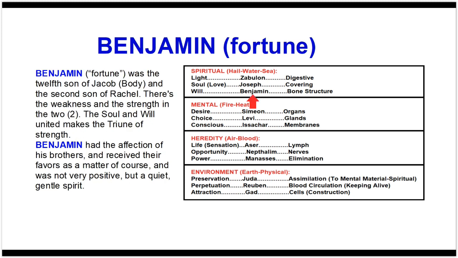Benjamin, fortune, was the 12th son of Jacob, body, and the second son of Rachel. There's the weakness and the strength in the two. The soul and will united makes the triune of strength. Benjamin had the affection of his brothers, and received their favors as a matter of course, and was not very positive, but a quiet, gentle spirit.